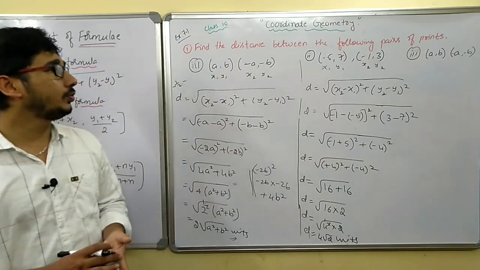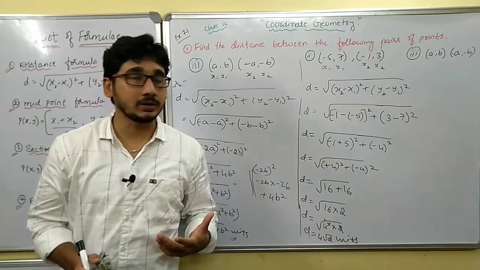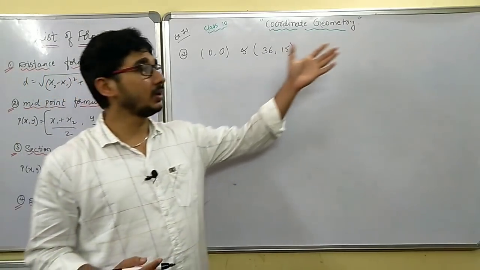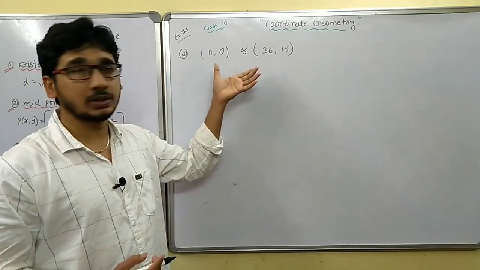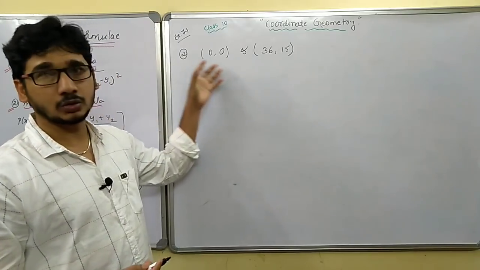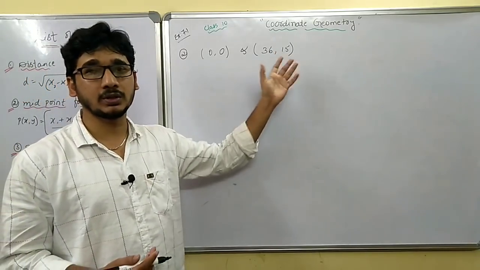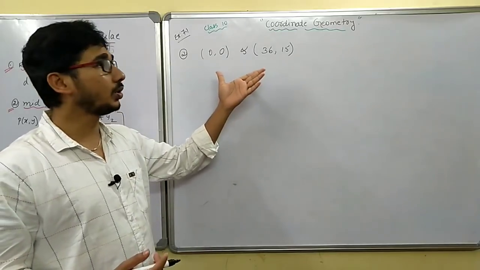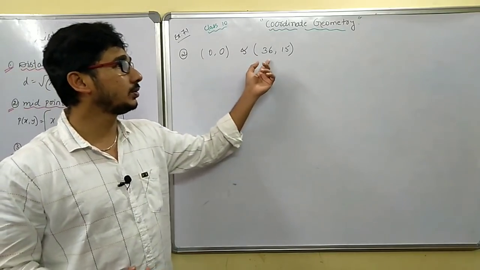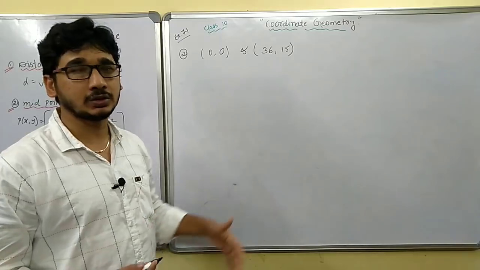Okay. Let us go for question number 2. I hope you people are understanding. Okay, the question is a little big. I will not write the question, just the points. Okay, they have given these 2 points to find the distance between them. So this is the actual question. 0, 0, 36, 15. I have to find the distance between these 2.